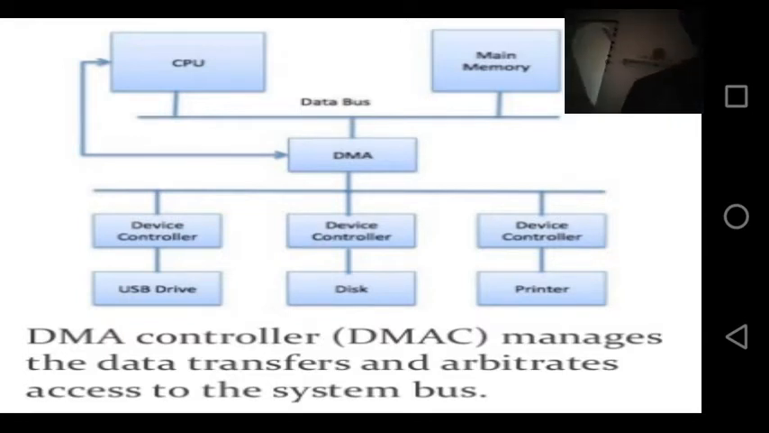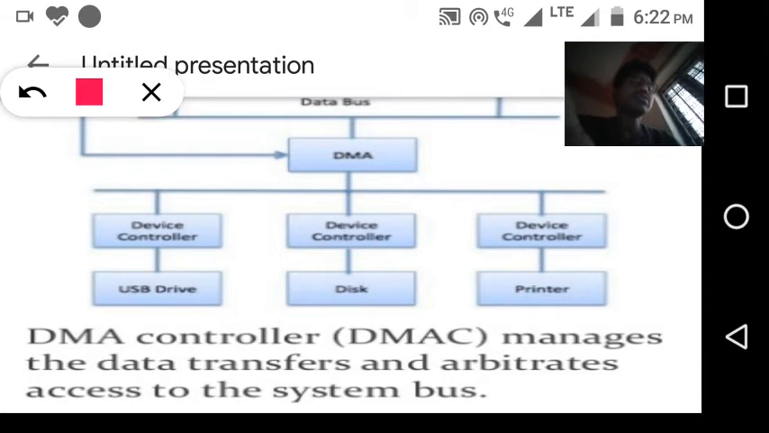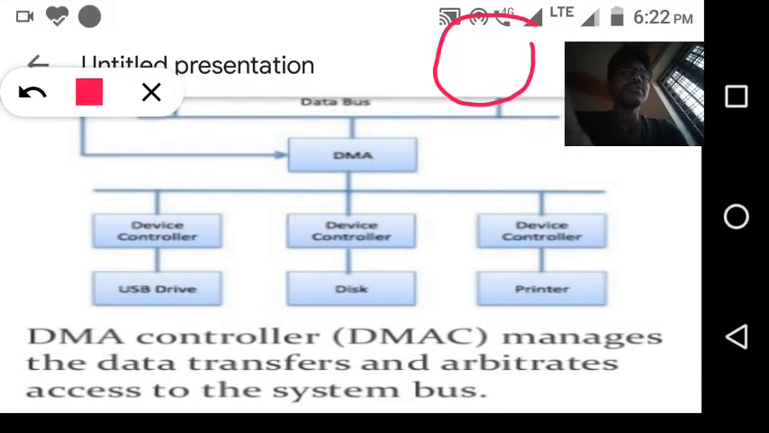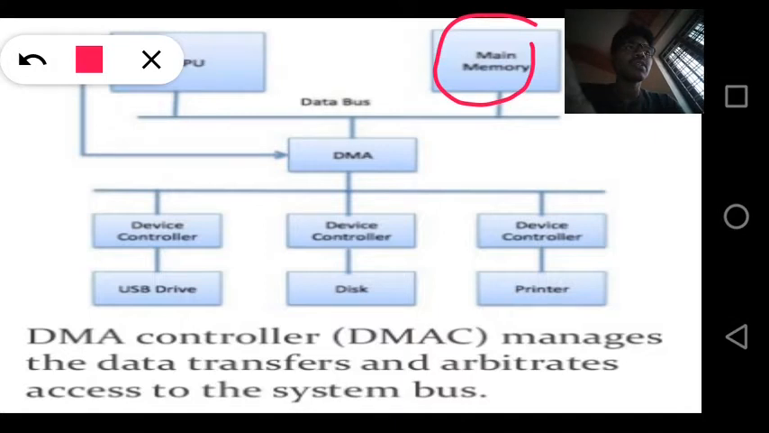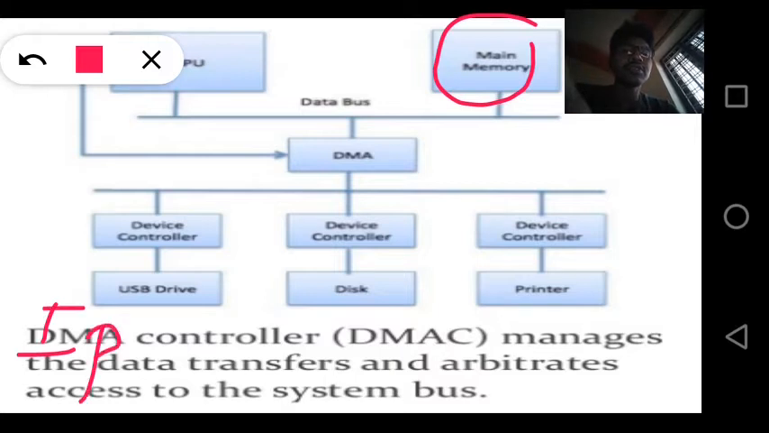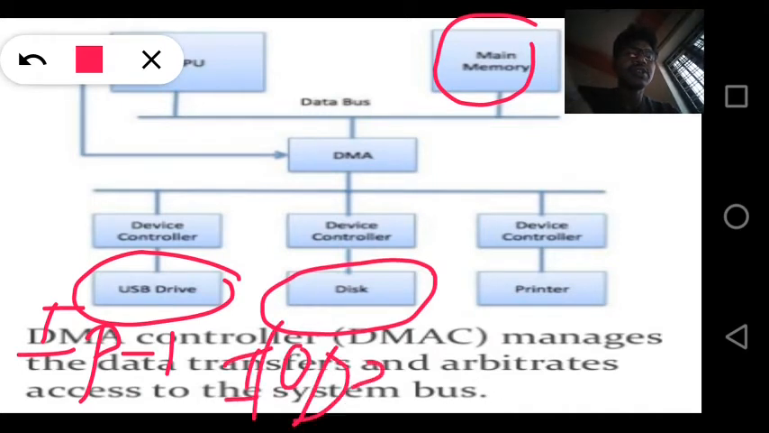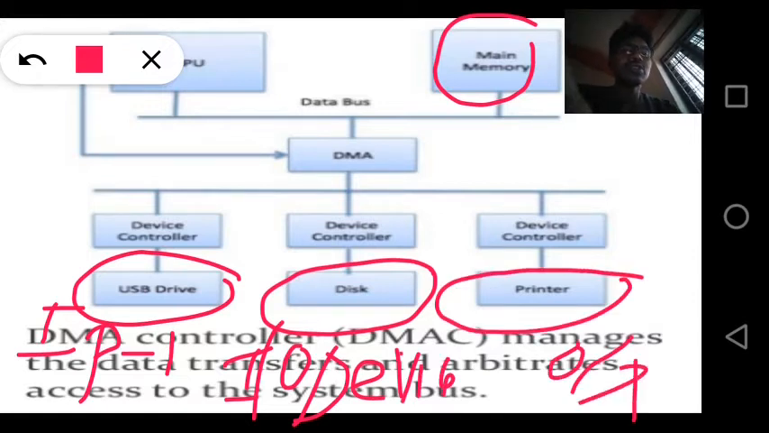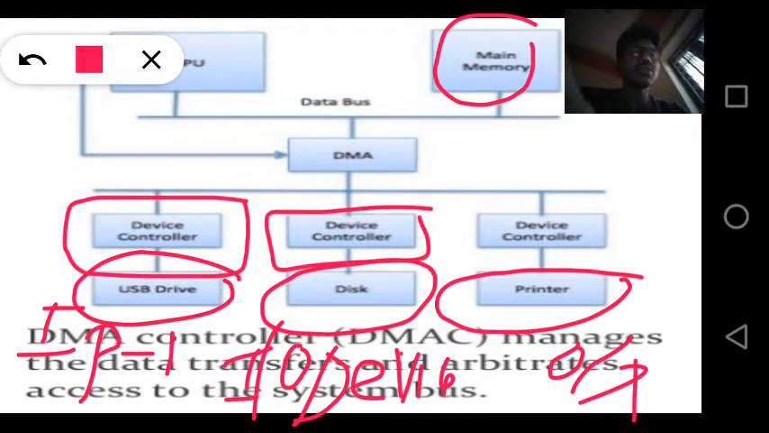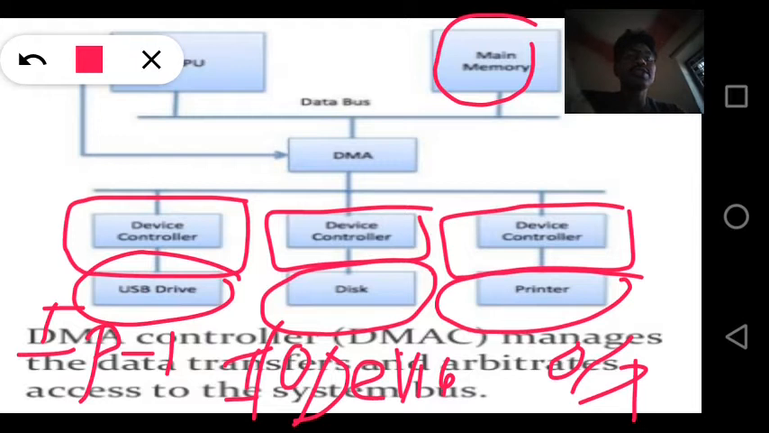Let's look at a picture of how the DMA controller works. This is my main memory, and this is an input device, a USB drive. Hard disk is another IO device, and next the printer is an output device. For each device you can see a device controller over here. This is nothing but the IO interface.